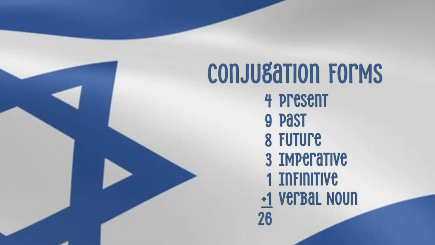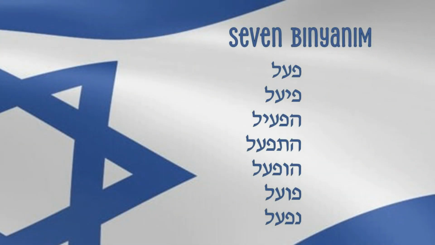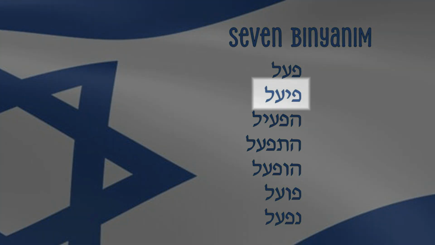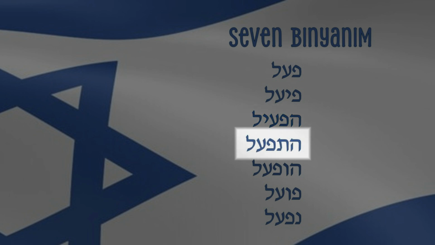Most verbs have 26 different forms, and so it is definitely better to memorize 26 forms times 7 binyanim than 26 forms times hundreds or potentially thousands of verbs that you're going to hopefully learn in your Hebrew journey. So there are 7 binyanim, and their names are Pa'al, Pi'el, Hif'il, Hitpa'el, Huf'al, Hu'al, and Nif'al.